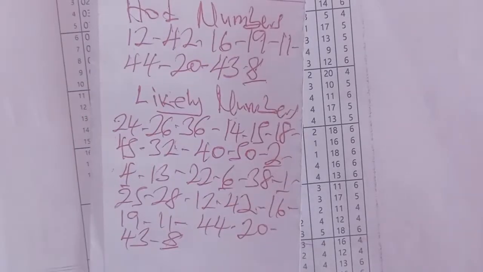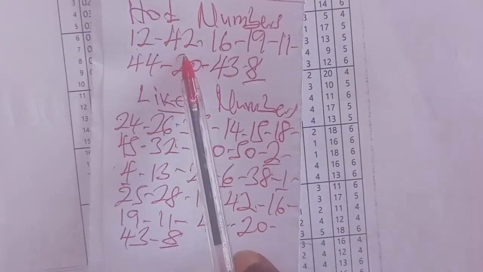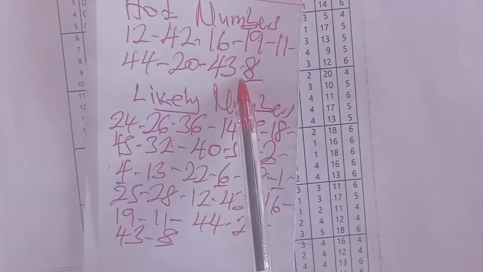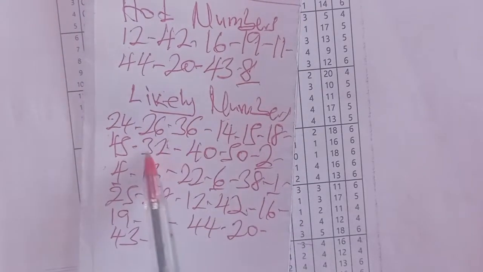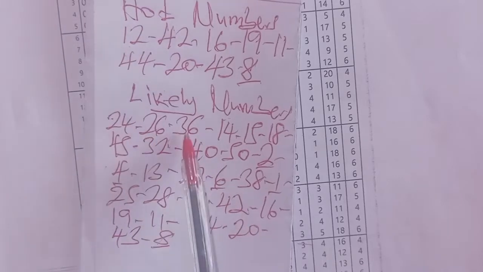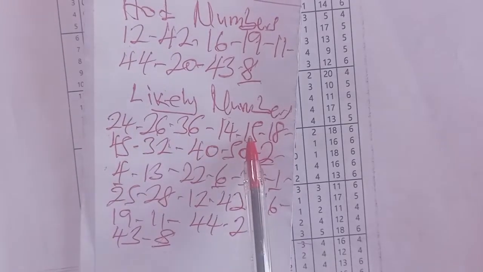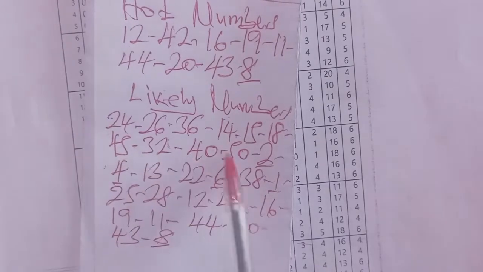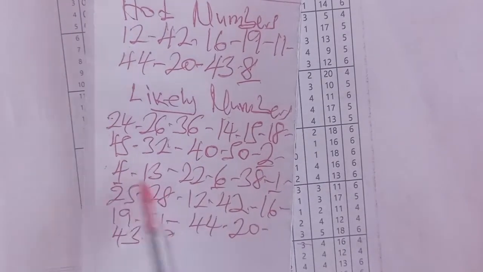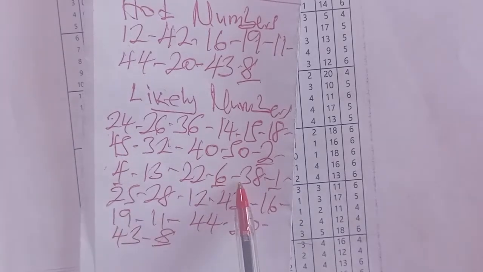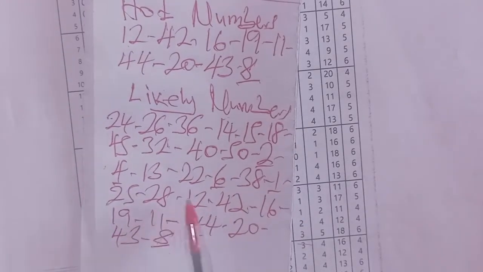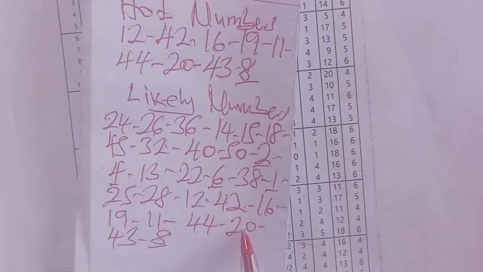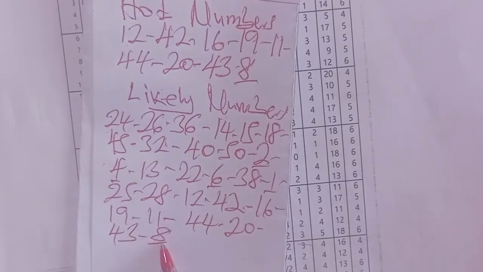So the hot numbers we have 12, 42, 16, 19, 11, 44, 20, 43, and single 8. Likely numbers we have 24, 26, 36, 14, 15, 18, 45, 32, 40, 50, single 2, single 4, 13, 22, 6, 38, 1, 25, 28.